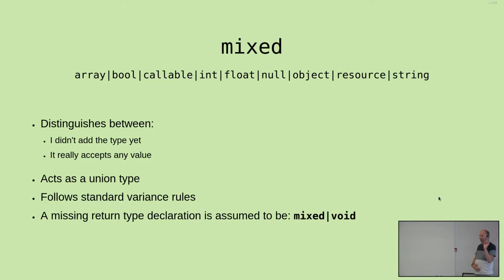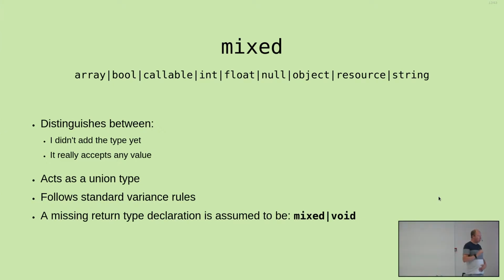So mixed distinguishes between: we haven't looked at this code yet, so we don't know what types it can store, and we have looked at this code and we know for certain that it's supposed to store all the types that we give it in a parameter or also as a return value. Yeah, mixed is kind of weird. It is there. I have used it very infrequently.